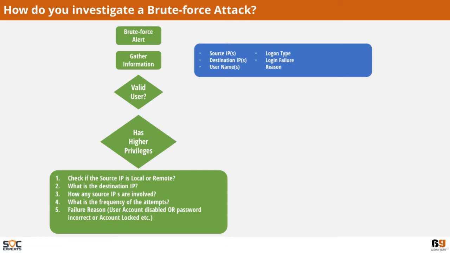And depending on the case, we check if the source IP address is local or remote, what is the destination IP address, that is where is the attack happening, how many source IP addresses are involved, and what is the frequency of attempts. We try to see if somebody is trying to enter the passwords manually or is it automated? The frequency typically helps us to identify that. We'll also look for failure reasons like say user account disabled or password is incorrect or account logged out, etc.